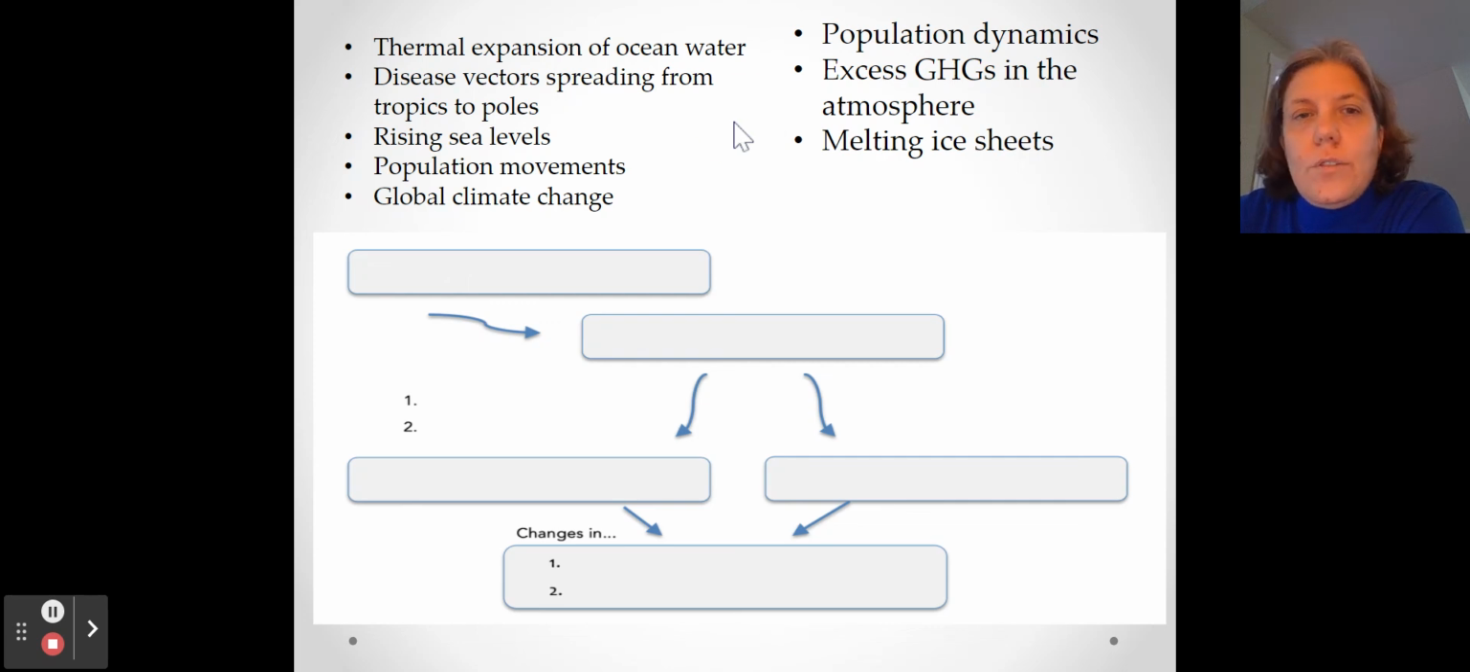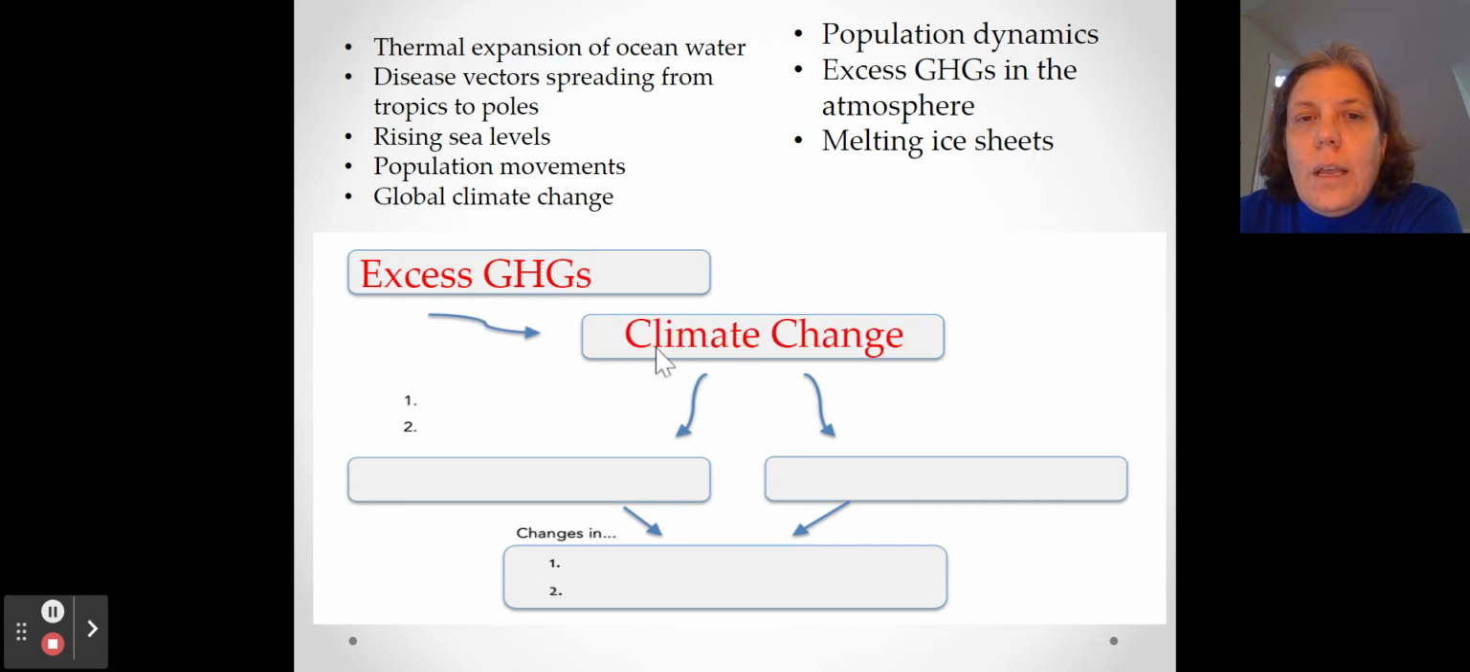Okay, let's take a look at the answers here. Excess greenhouse gases starts us off. So if we have too many of those greenhouse gases, what does that lead to? It leads to climate change because we're having more heat and more infrared radiation being absorbed, which is warming the earth, which leads to the climate changing. Okay, what can climate change lead to? A little preview here of climate change. It can lead to rising sea levels.